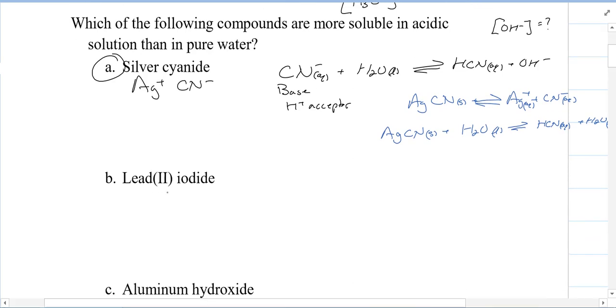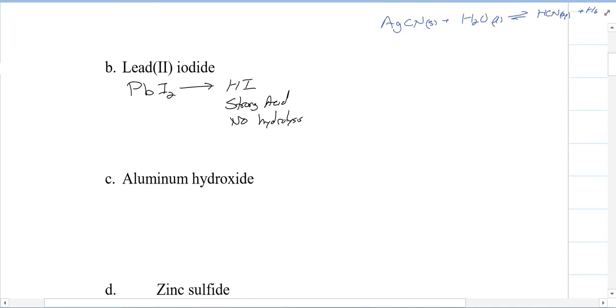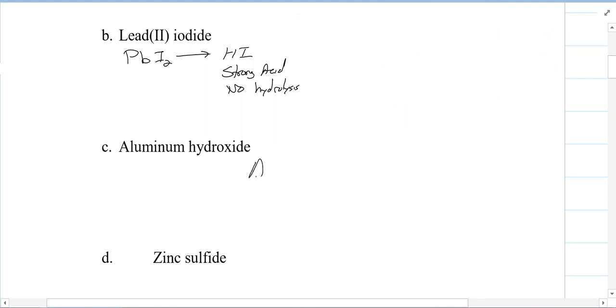B, lead iodide, PbI2. I comes from HI, so it's a strong acid. No hydrolysis. So that's an easy one. Aluminum hydroxide.